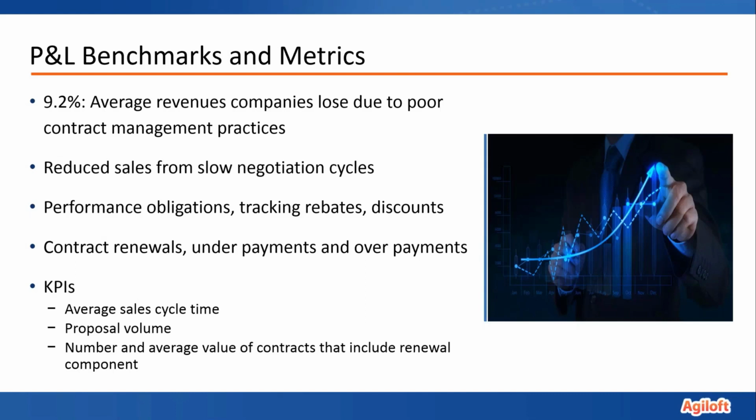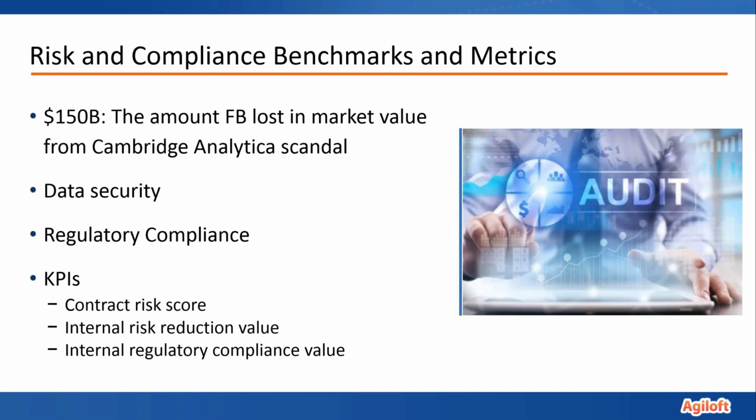It depends on the company, and the only way to find out is to do the analysis. Some KPIs to measure P&L benefits include tracking and enforcing negotiated discount levels, average sales cycle time, proposal volume, the number and average value of contracts that include a renewal component. Next, let's look at managing risk.